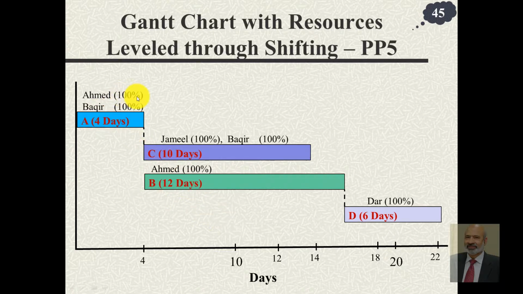Now Ahmed is not overburdened because Ahmed and Bakir would work on A. Once activity A gets completed, Bakir and Jamil work on C, Ahmed works on B. But the project duration, since activity B has been shifted, not because A is a prerequisite but because we don't want Ahmed to work simultaneously on two activities, the project completion time increases from 18 to 22 because the activities on the critical path have been shifted by 4 days.